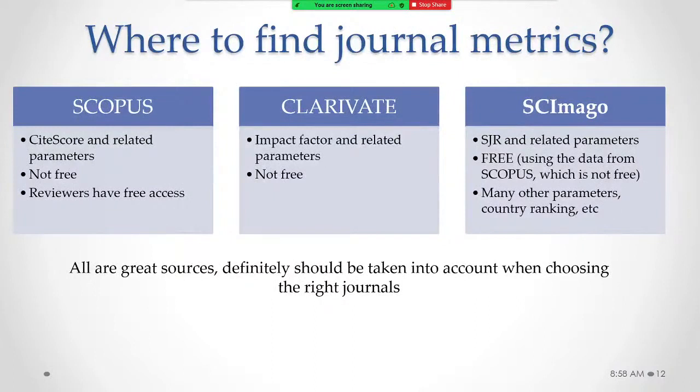And there is one service providing the most popular quartile ranking, SCImago, which is free for everybody, but it is using the data from Scopus, which is not free. But that shouldn't bother you. You can go to the website and see the SJR values for journals, and you can make a choice regarding the journal where to publish your results. There are also many other parameters available at this website. But as I said, still it is not as popular as impact factor is. So let me mention that all of these are great sources, definitely should be taken into account in choosing the right journals.